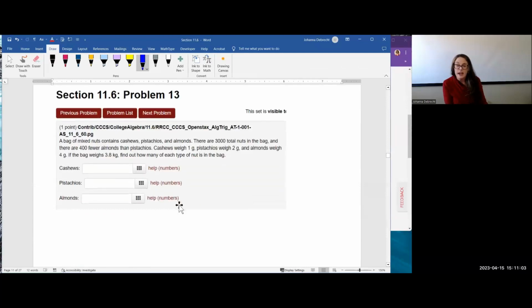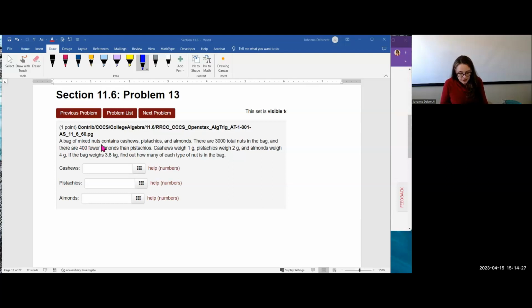Let's now take a look at a couple of applied problems and see how we can put these into matrix format in order to solve these very complicated application problems. As we do with all application problems, the first time we're just going to read the problem and get a vague idea of what we're looking for and what kind of problem it is.